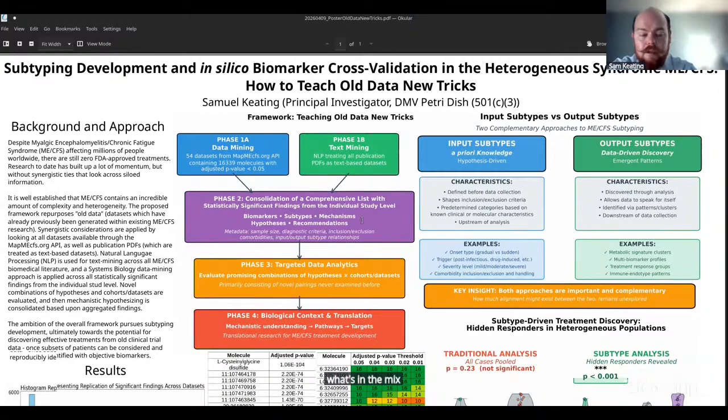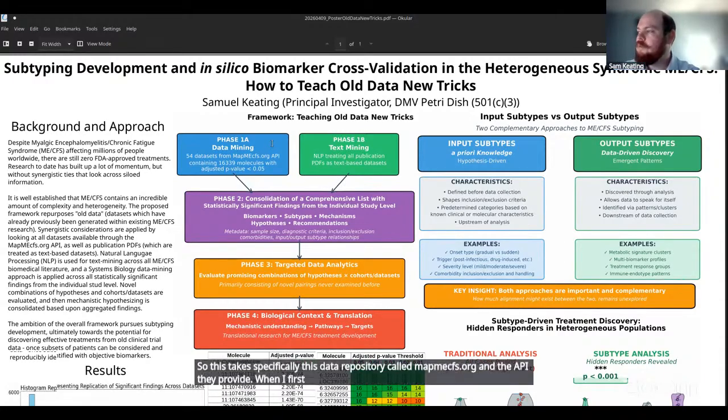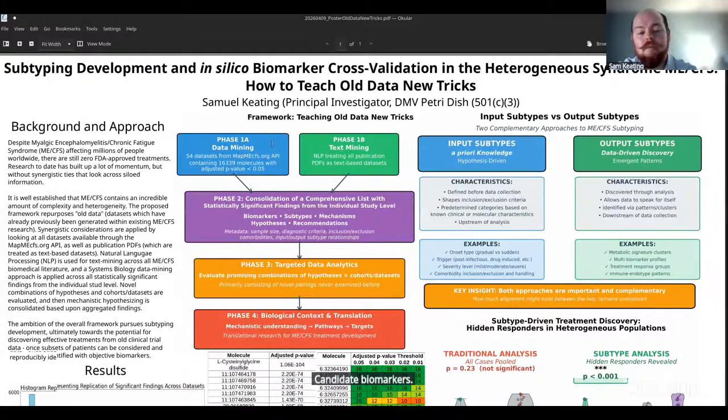How can we even begin to hope we can reach consensus-level agreement and confidence if we can't even know what the building blocks are? So this takes specifically this data repository called mapmecfs.org and the API they provide. When I first made this poster, it was 54 data sets they had available. I was expecting to find maybe a couple dozen candidate biomarkers that had adjusted p-value less than 0.05 as the threshold I filtered for. So the data mining in phase 1A is really just filtering.